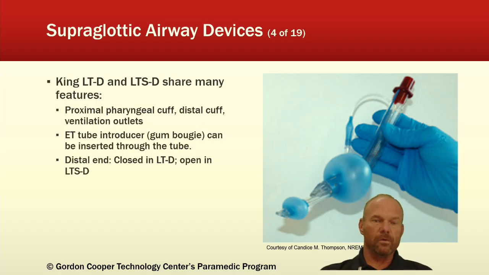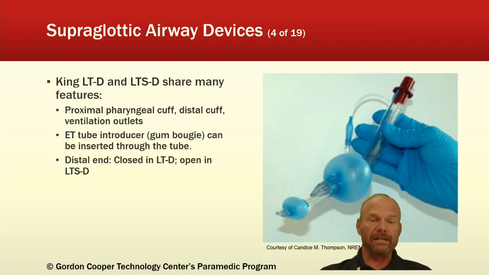Shared features. So both types include a proximal and pharyngeal cuff to seal the oropharynx. They both have distal cuffs to seal the esophagus, several ventilation outlets located between the cuffs to ensure effective airflow, and then the ET tube introducer compatibility. So both devices allow the use of an ET tube introducer, so like a gum bougie or something like that, for transitioning to a more advanced airway if necessary.